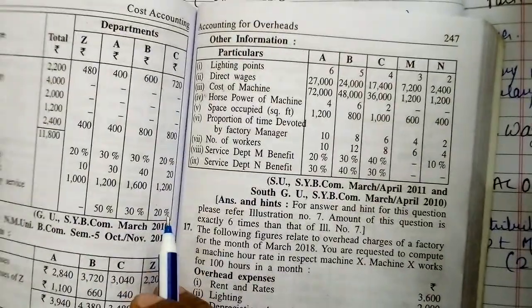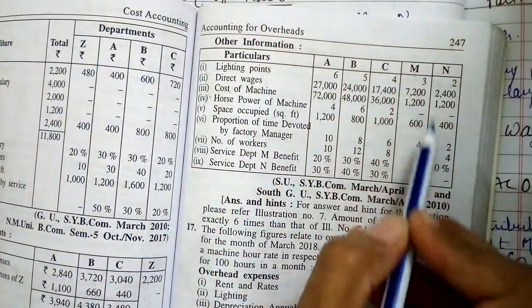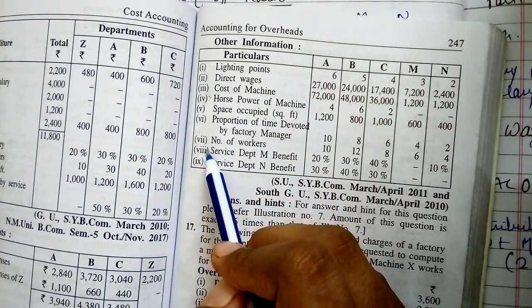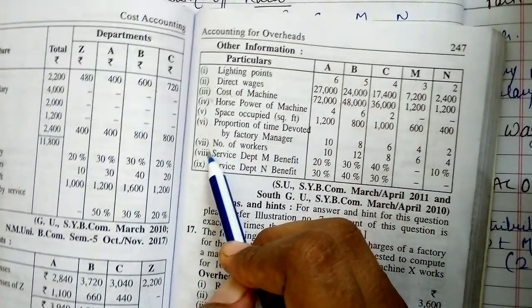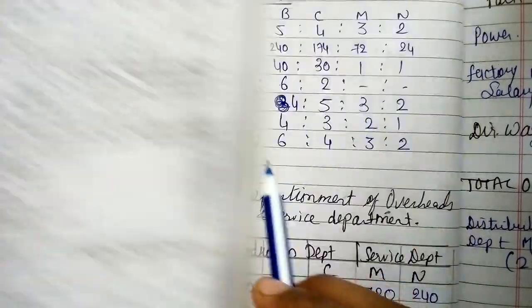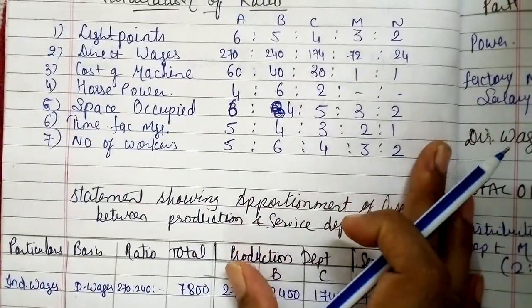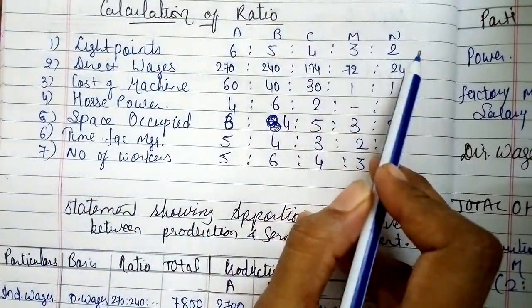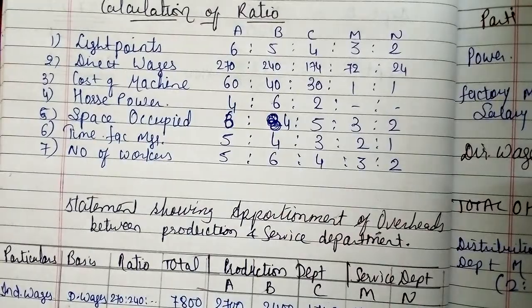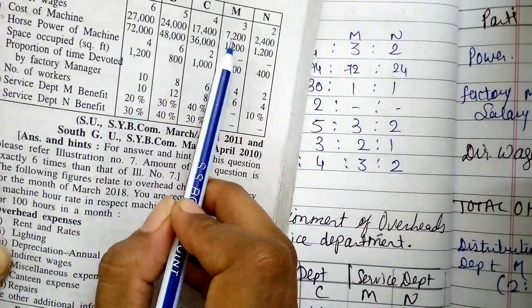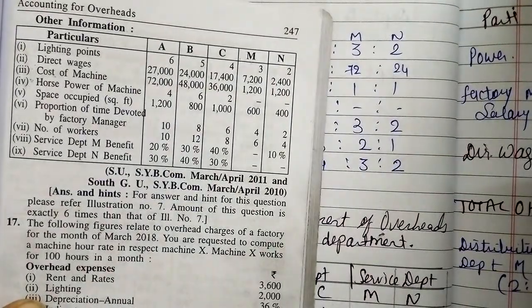So firstly what we need to do is calculate the ratio of all these items 1, 2, 3, 4, 5, 6 and 7, right? And then we can prepare our statement showing apportionment of overheads. So I have calculated the ratio of all those things. Light points 6, 5, 4, 3, 2. Direct wages are 27,000, 24,000, 17,400, 7,200 and 2,400.